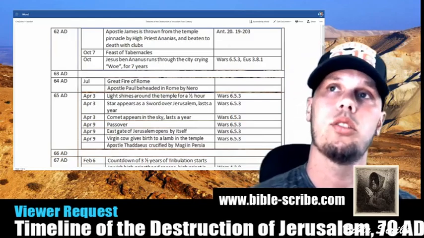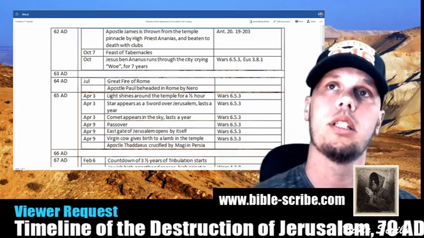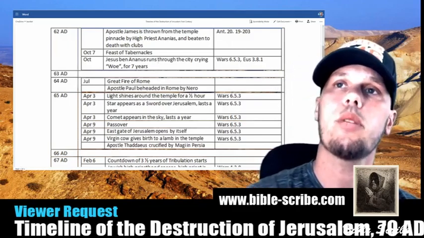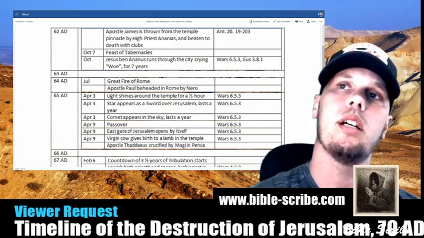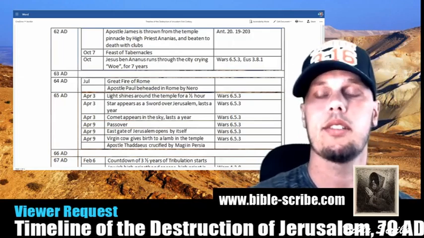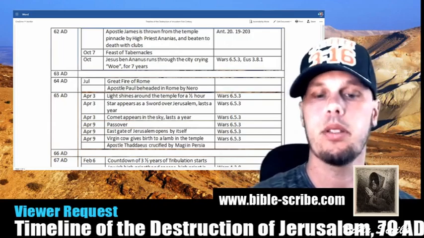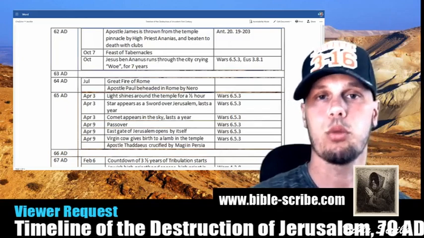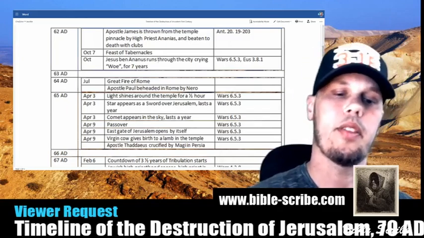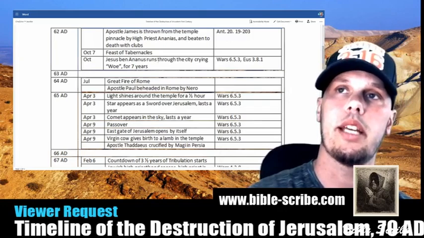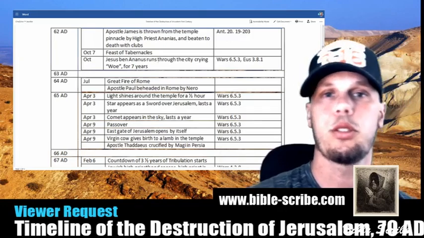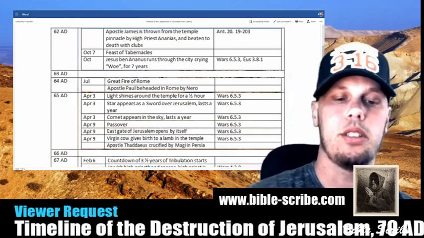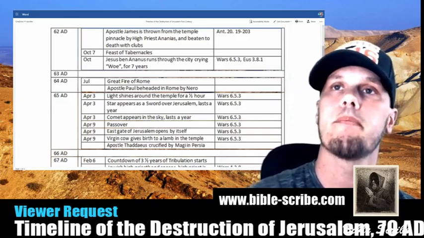And it starts just after this Feast of Tabernacles in October of 62 AD. In 63 AD, I didn't find a lot of really notable events. Obviously a lot of things happened, but in regards to the prophecies leading up to the destruction of Jerusalem and the temple, I didn't see a lot there, so I did not record any events in 63 AD. I will be the first to admit that I likely missed some things, so just follow along with me and use this to your advantage as you study.